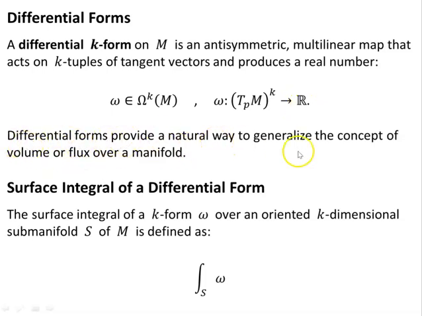Differential forms provide a natural way to generalize the concept of volume or flux over a gradient. Go back to near the beginning of the playlist where I look at the gradient as a one-form. Now, the surface integral of a differential form. The surface integral of a k-form omega over an oriented k-dimensional submanifold S of M is defined as the integral of omega over S. Obviously I'm going to do more than that, but that's just a starting point. It is what you'd expect it to be.